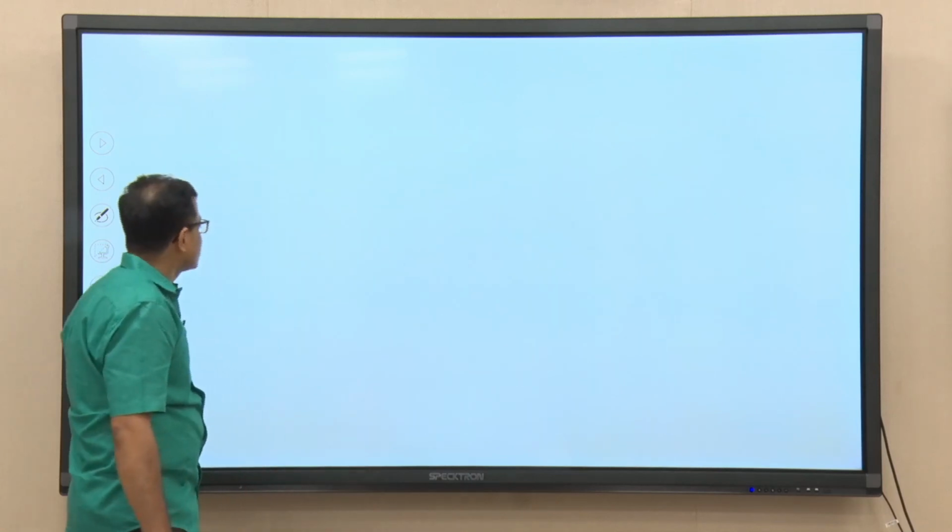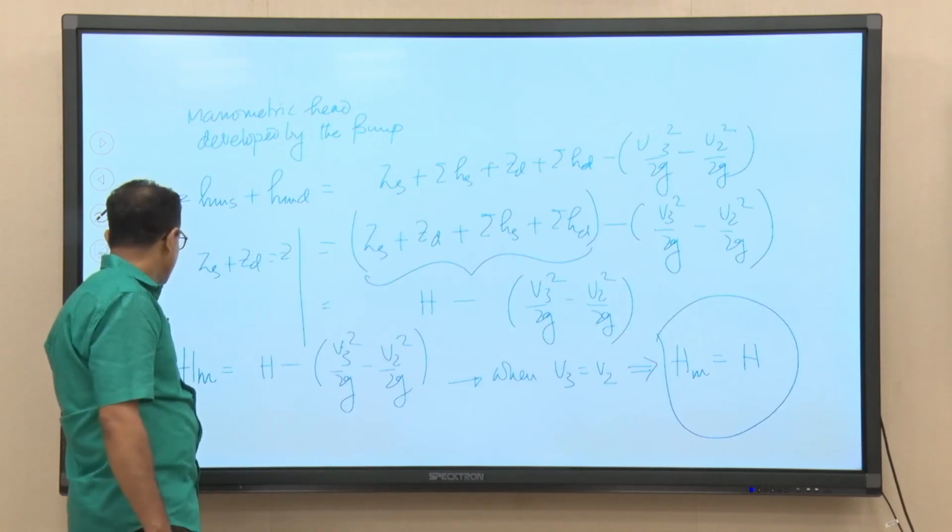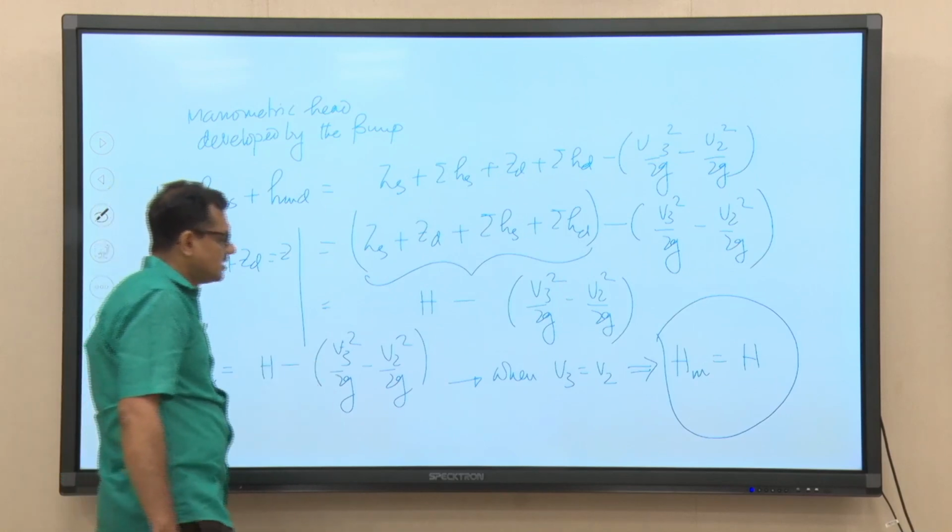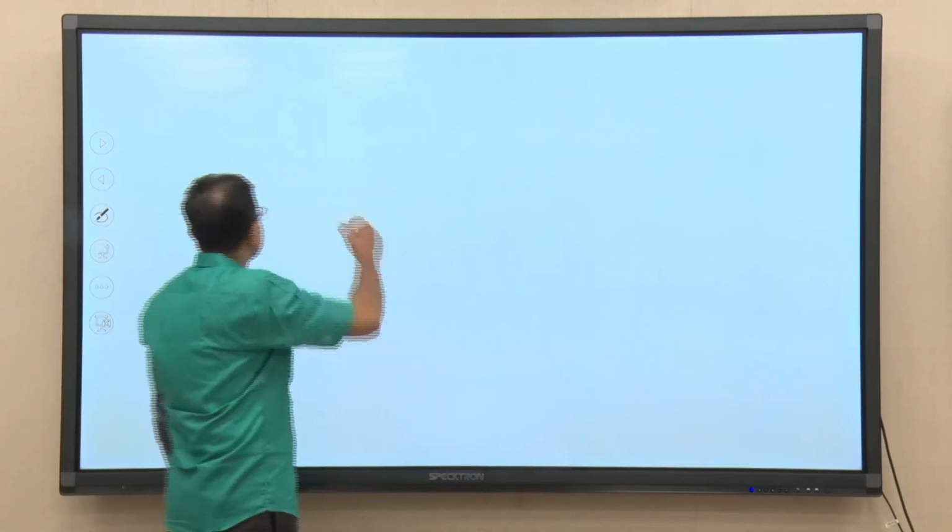Okay. So, quickly let us discuss a few efficiencies. You know that Hm is equal to H when V3 is equal to V2. Now say the power produced by the pump is equal to rho g into H into Q, right. So, that is the power produced by the pump, and that is the actual power I am writing. Actual power produced by the pump is rho g QH.